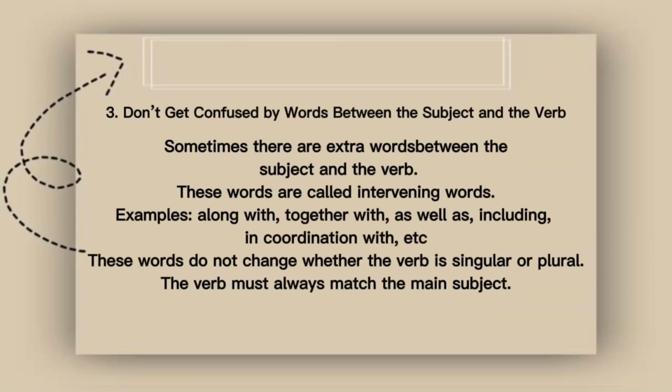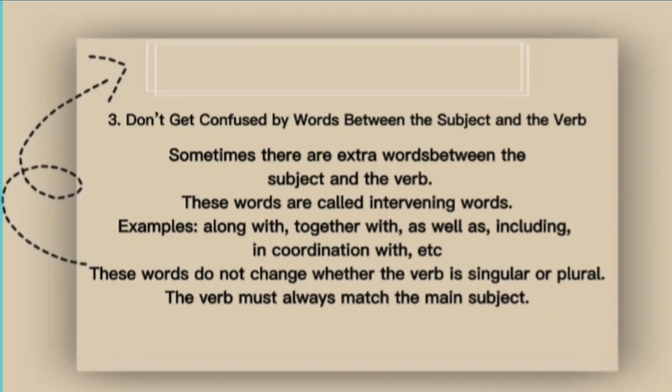So, number 3, don't get confused by words between the subject and the verb, because sometimes there are extra words between the subject and the verb, and these words are called intervening words. Examples of intervening words are including, with, together with, as well as, in coordination with, and so on. These words do not change whether the verb is singular or plural, but the verb must always match the main subject.